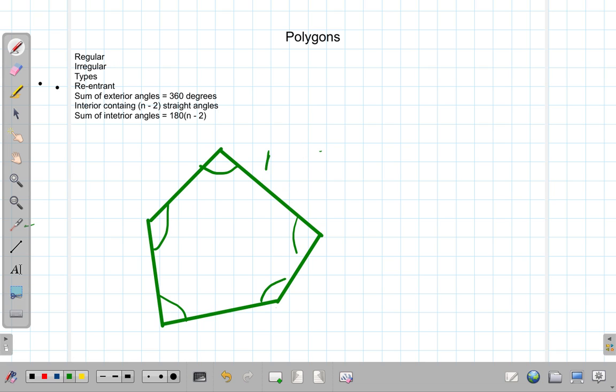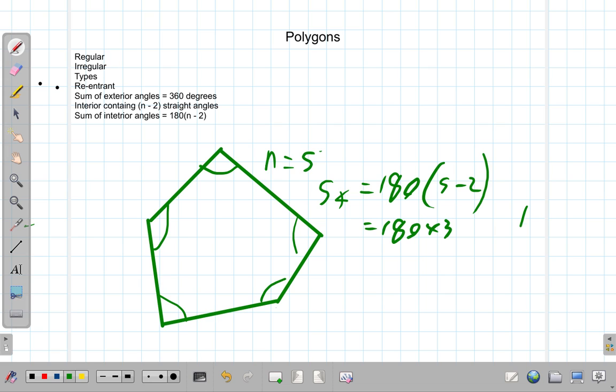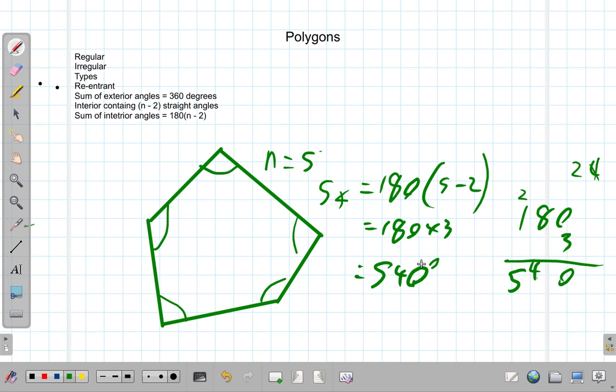Let's see. The number of sides is 5. The sum of the interior angles is 180 times n minus 2, which is 5 minus 2. That's 180 times 3. What's 180 times 3? Let's try it out. It is 540 degrees. So for 5 sides, it's 540 degrees. Alright?